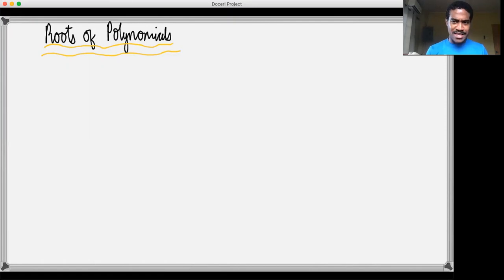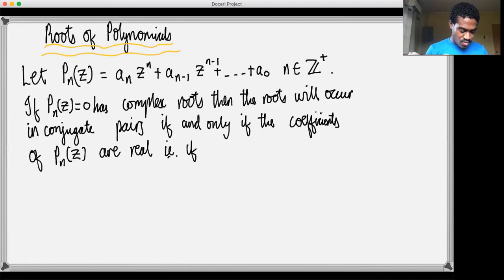So what I just said is basically this. This is the rule here, in a general sense. So we have let p subscript n of z be equal to this. And this is just basically the general form of a polynomial, where these are the coefficients of the polynomial, and these are your variables here.